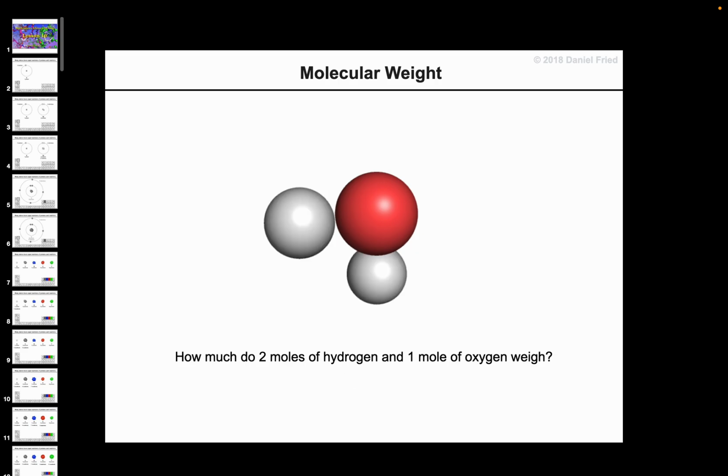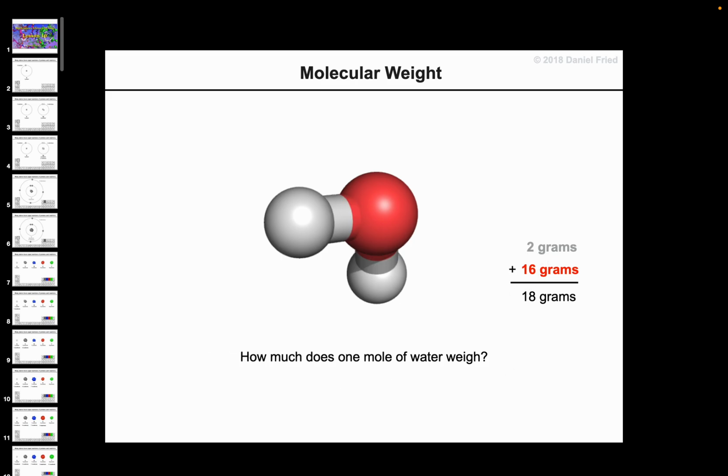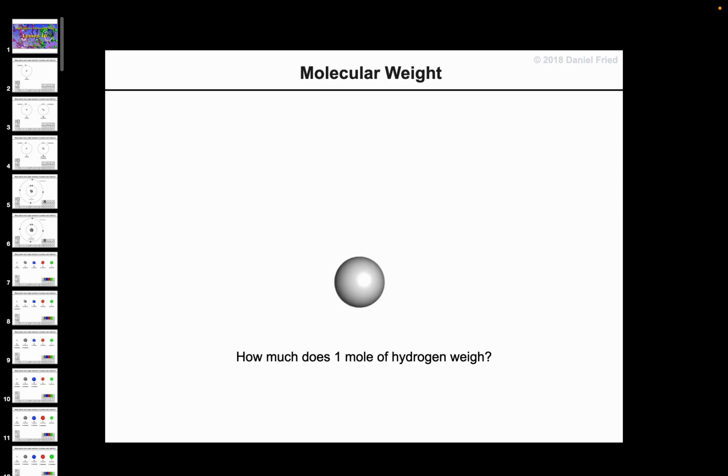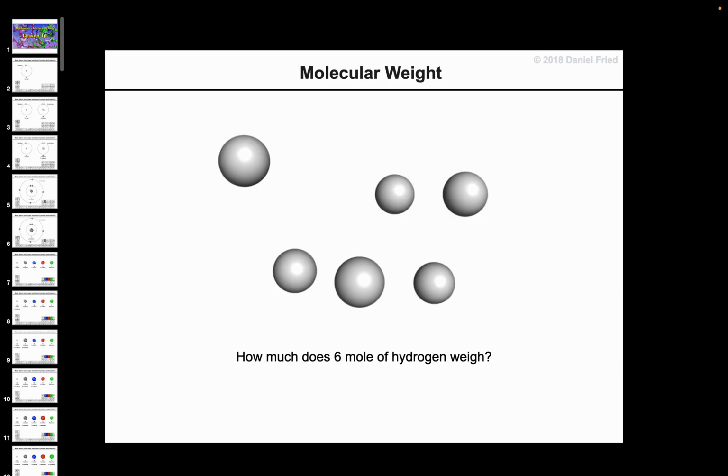16 grams. How much do 2 moles of hydrogen and 1 mole of oxygen weigh? 18 grams. So that's how you would add up 2 plus 16, 18 grams. And how much does 1 mole of water weigh? 18 grams. How much does 1 mole of hydrogen weigh? 1 gram. How much does 6 moles of hydrogen weigh?